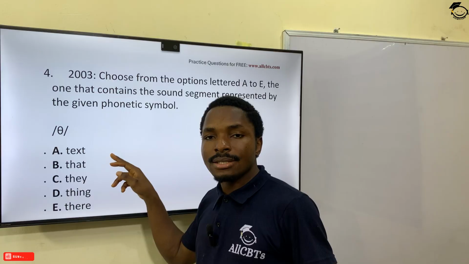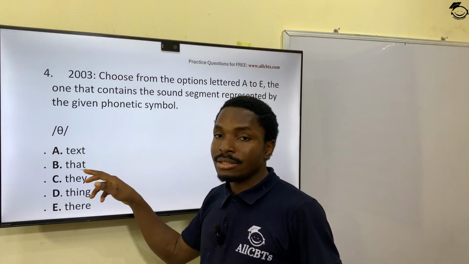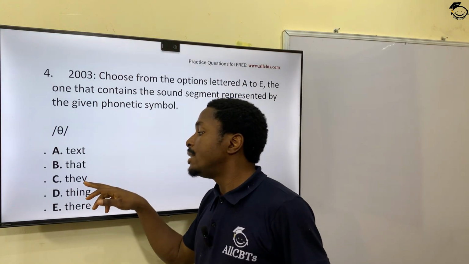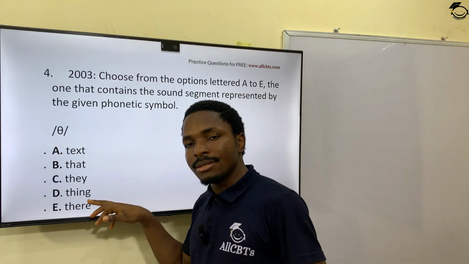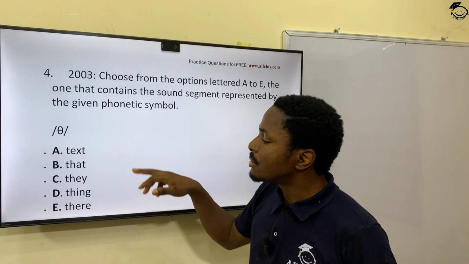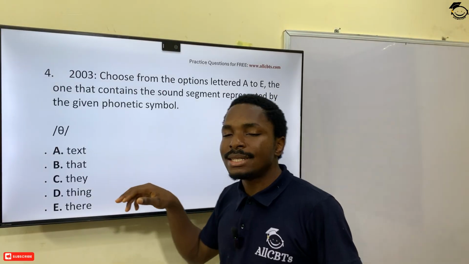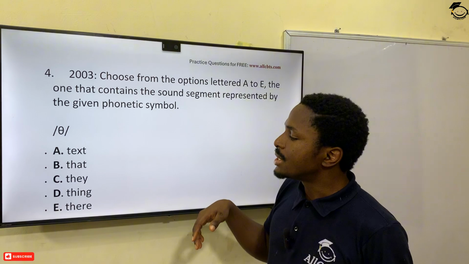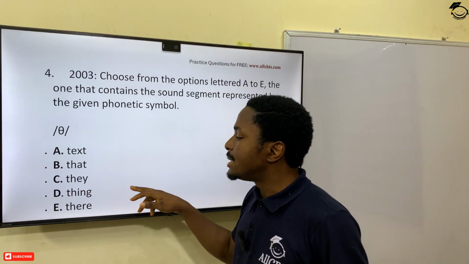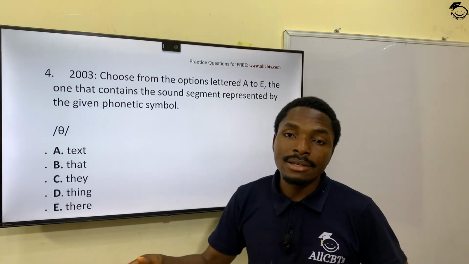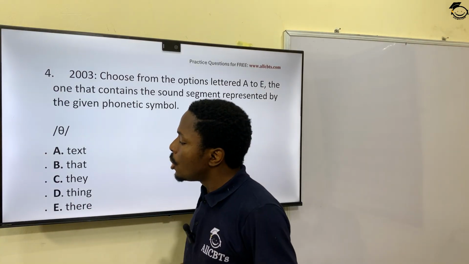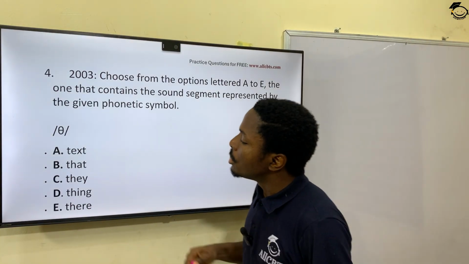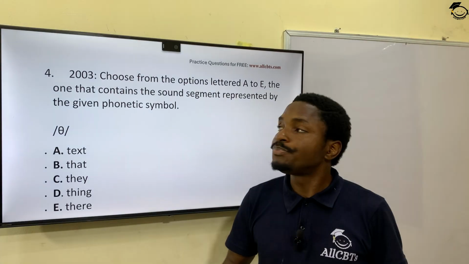So you have text, it's not there. You have that, it's not there. You have they, it's not there. You have thing. Okay, this sound can also be found in words like think. All right, so it's in think. So option D is the correct option here for the sound.